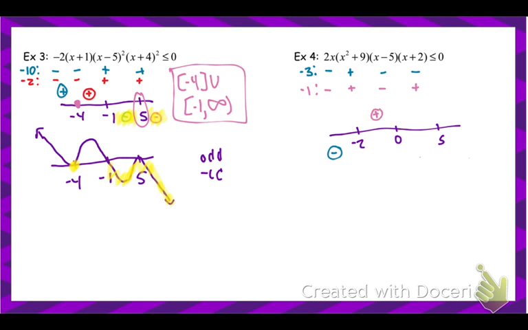Next region, something like 2. 2 times 2, positive. 2 squared plus 9, positive. 2 minus 5 is negative. 2 plus 2 is positive. Overall, that makes that region negative. Last test point, let's do 1,000. That's going to be positive, positive, positive, positive. So that whole region is positive. We get the same chart. We're still looking for the negatives, and we get the same solution.